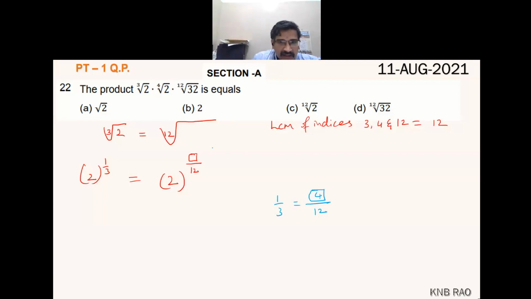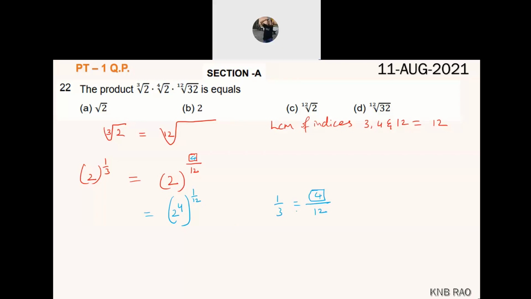Now I got that 4 here. After writing 4 here, I will take that 4 inside and take 1 by 12 outside. Is this okay? Right? Yes, sir. Thumbs up. Any doubt?